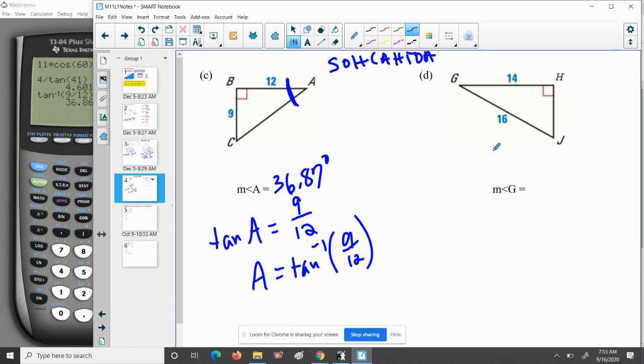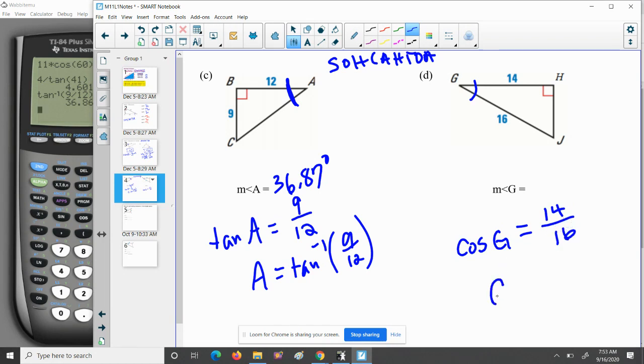All right, let's try example D. We want to find the measure of angle G. I'm going to label that again just for our reference. Let's take a look at what we have. Looking at angle G, 14 is adjacent, 16 is hypotenuse. What uses adjacent and hypotenuse? That would be cosine. So we can say cosine of angle G is adjacent 14 over hypotenuse 16.